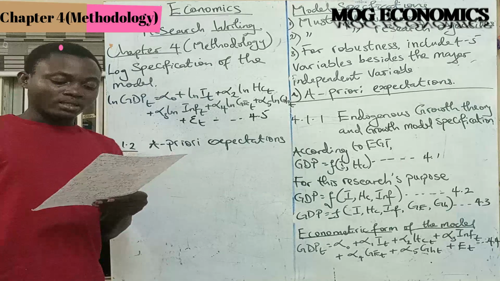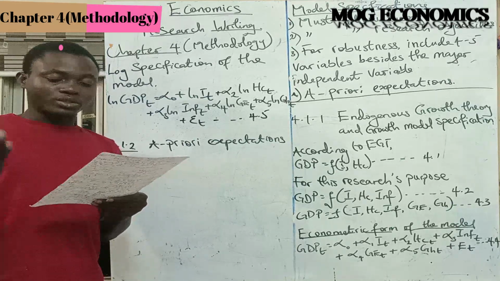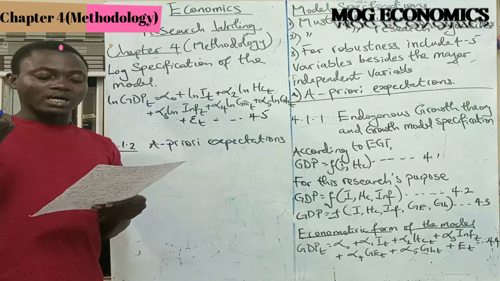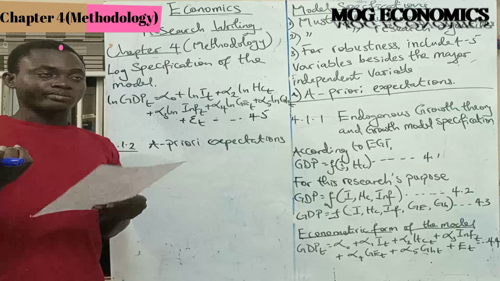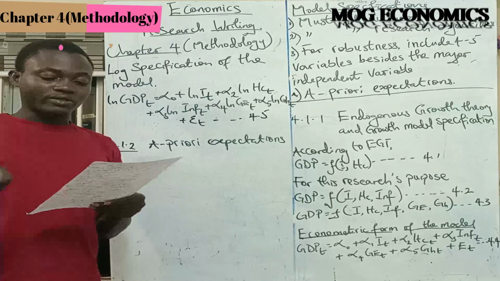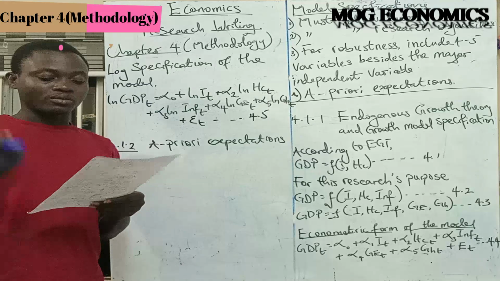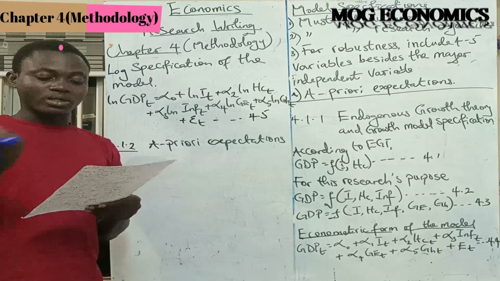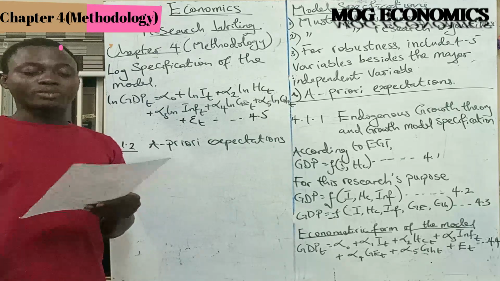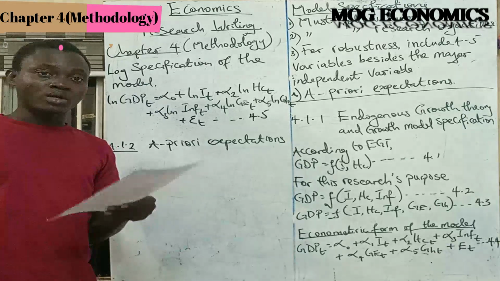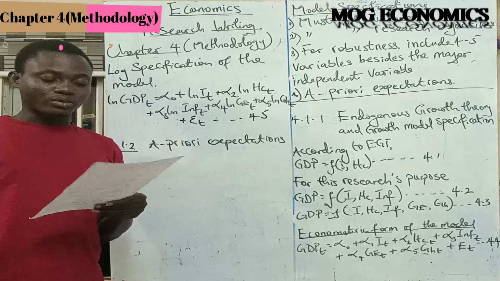So this person's research objective is to find the relationship between government health expenditure and Nigeria's economic development. So that's the simple objective. So what are the research questions?